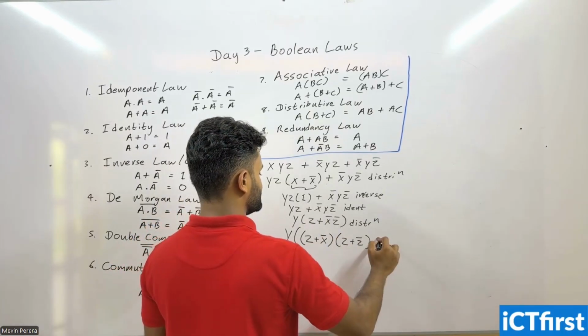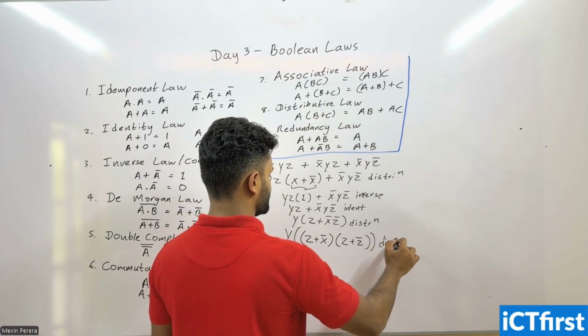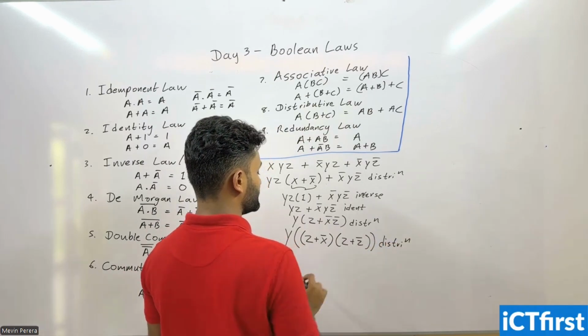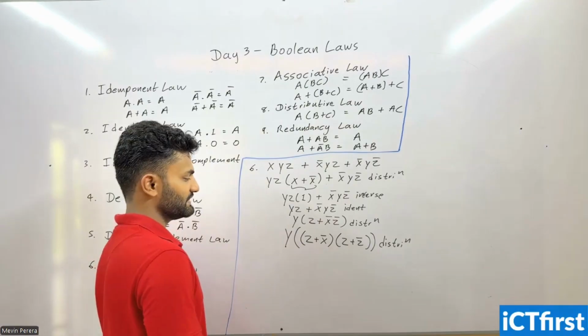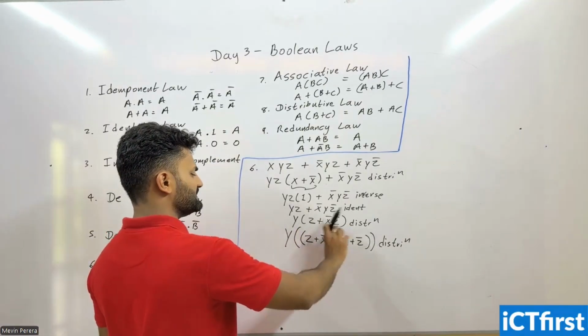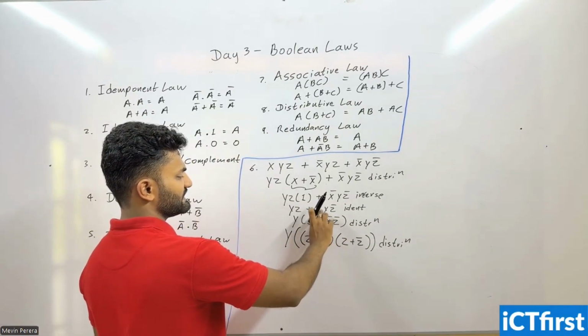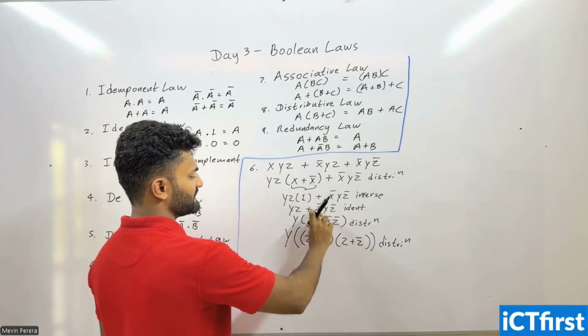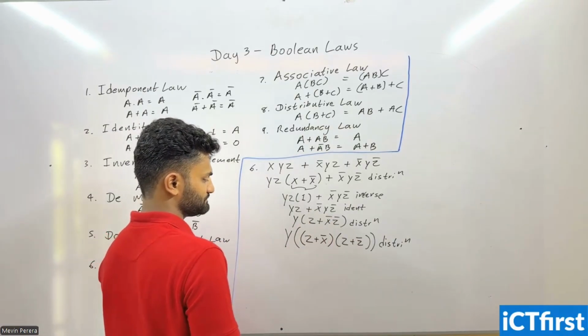Right? This is called the distributive law as well. This is the same distributive law. If you multiply them together, once again you will get the same answer.